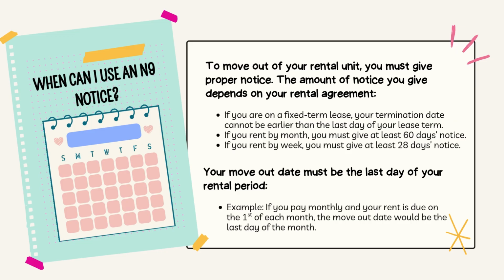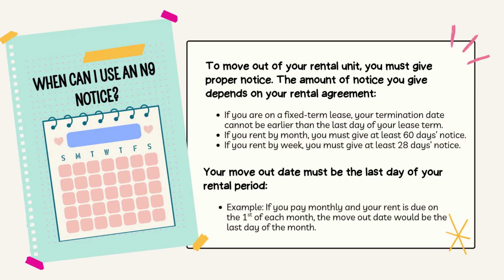To move out of your rental unit, you must give proper notice. The amount of notice you give depends on your rental agreement. For example, if you're on a fixed-term lease, your termination date cannot be earlier than the last day of your lease term. If you rent by month, you must give at least 60 days notice. If you rent by week, you must give at least 28 days notice.